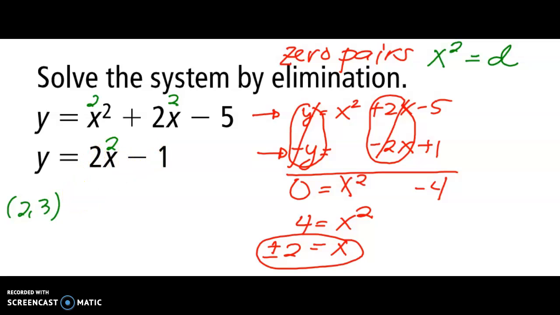Now let's substitute the negative 2. So that would still be 4 minus 4. That would be 0, negative 5. So when x is negative 2, you get negative 5. If you do it here, 2 times negative 2 is negative 4 minus 1 is also negative 5. So that means the solutions are (2, 3) and (-2, -5). So that's one example using the elimination method.